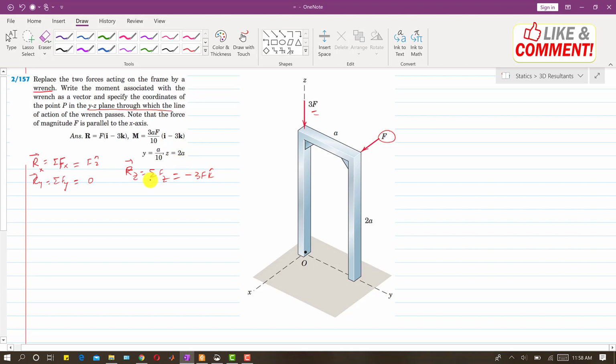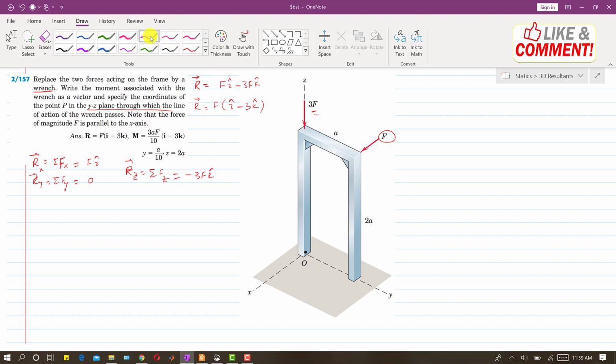And if we represent that R vector, then R vector will be equal to Fi minus 3Fk. And if we take F common, then it will be i minus 3k. So this is that vector representation, right? As we can see, this resultant has two components, one component in the i direction, in the x direction, and one component in the negative z direction. So this means that this resultant is in the XZ plane, right?